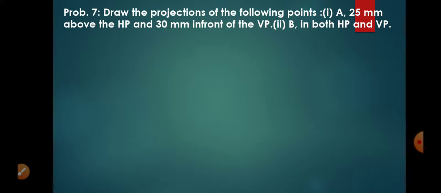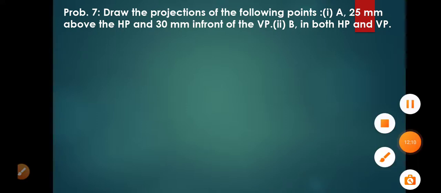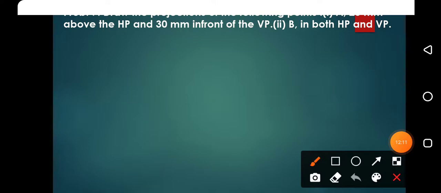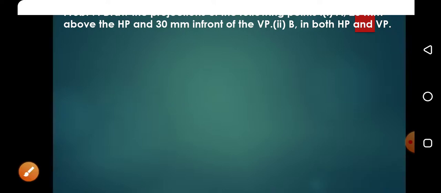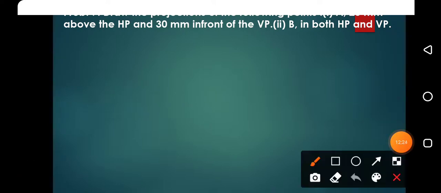See, you have to remember the conditions. Above the HP they are saying 25 mm, and 30 mm in front of VP. This means the problem is based on the first quadrant. So you have to recognize in which quadrant they have asked the problem.